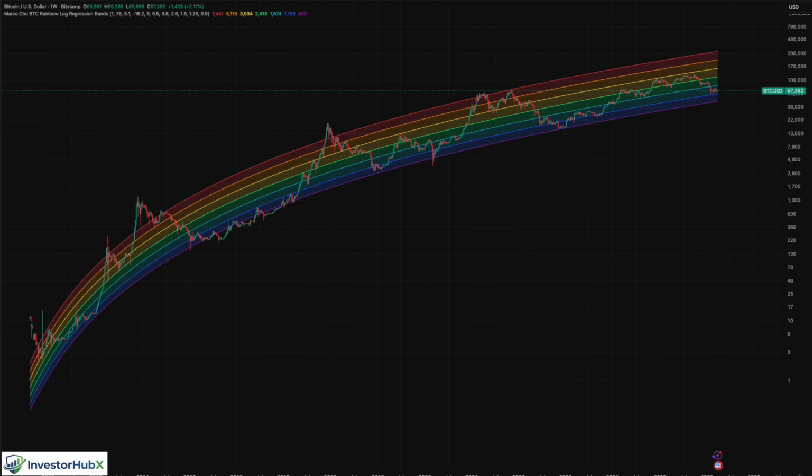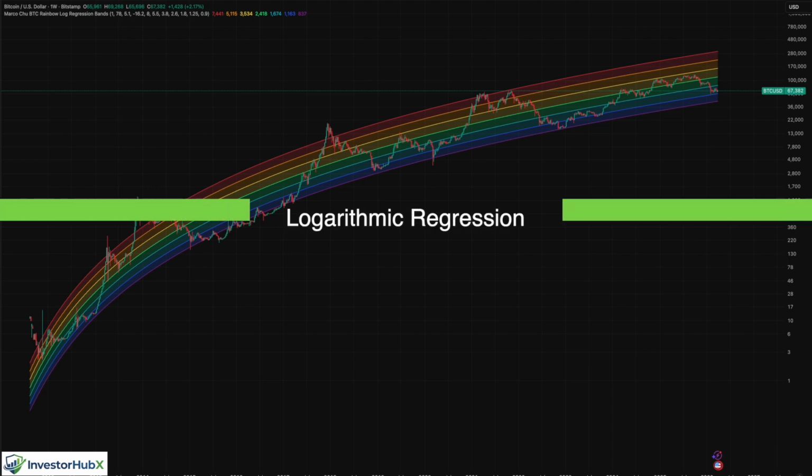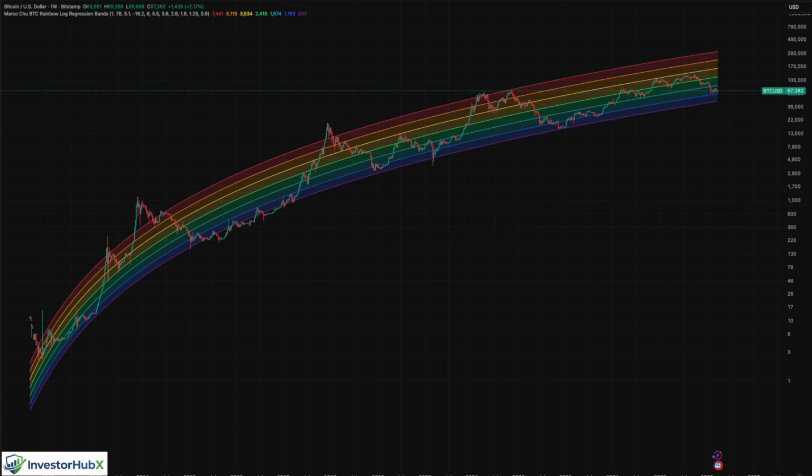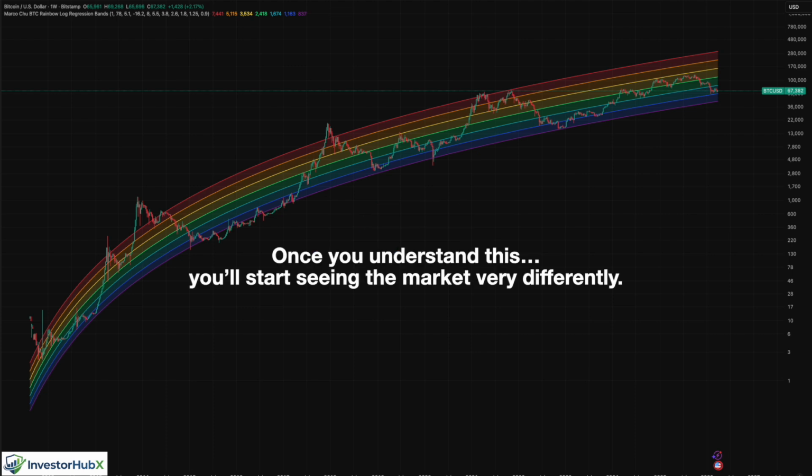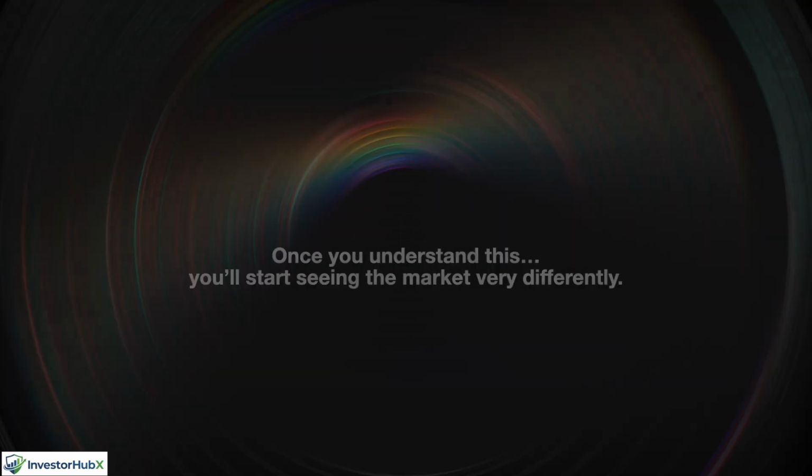Today, we're diving into one of the most powerful tools in a crypto investor's toolkit. And no, it's not a crystal ball, but honestly, it's pretty close. We're talking about logarithmic regression, specifically the Bitcoin rainbow log regression band chart you're looking at right now. And if this chart looks like a rainbow threw up on a price graph, good. That means you're exactly where you need to be. Because once you understand this, you'll start seeing the market very differently.